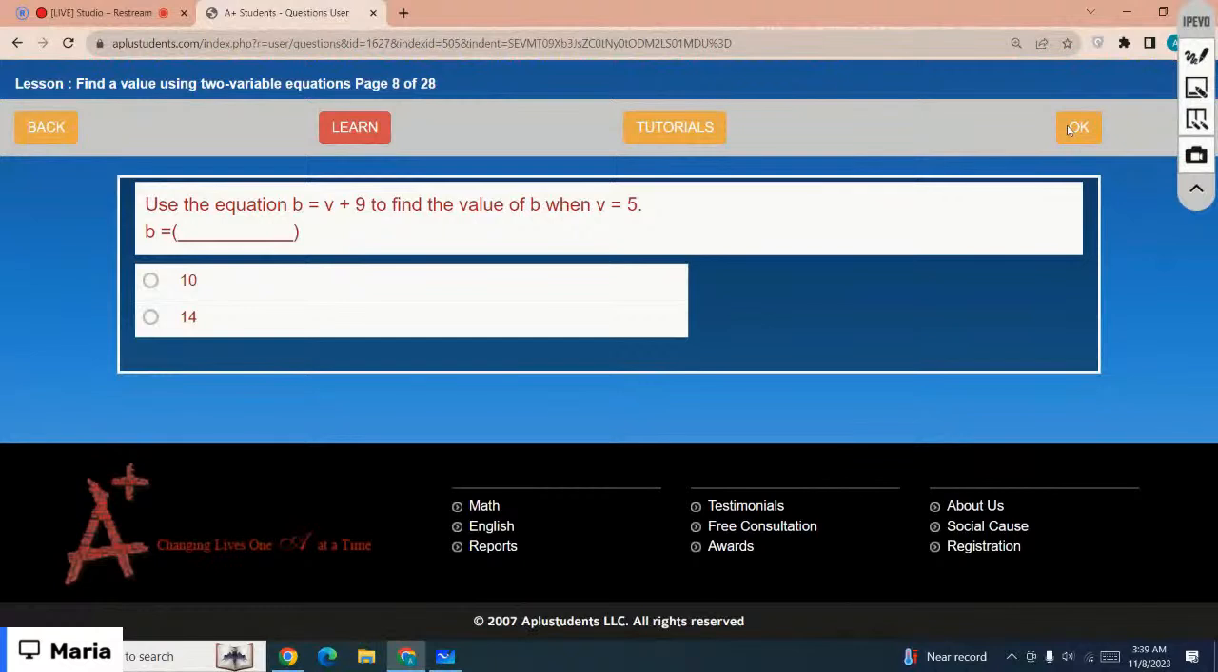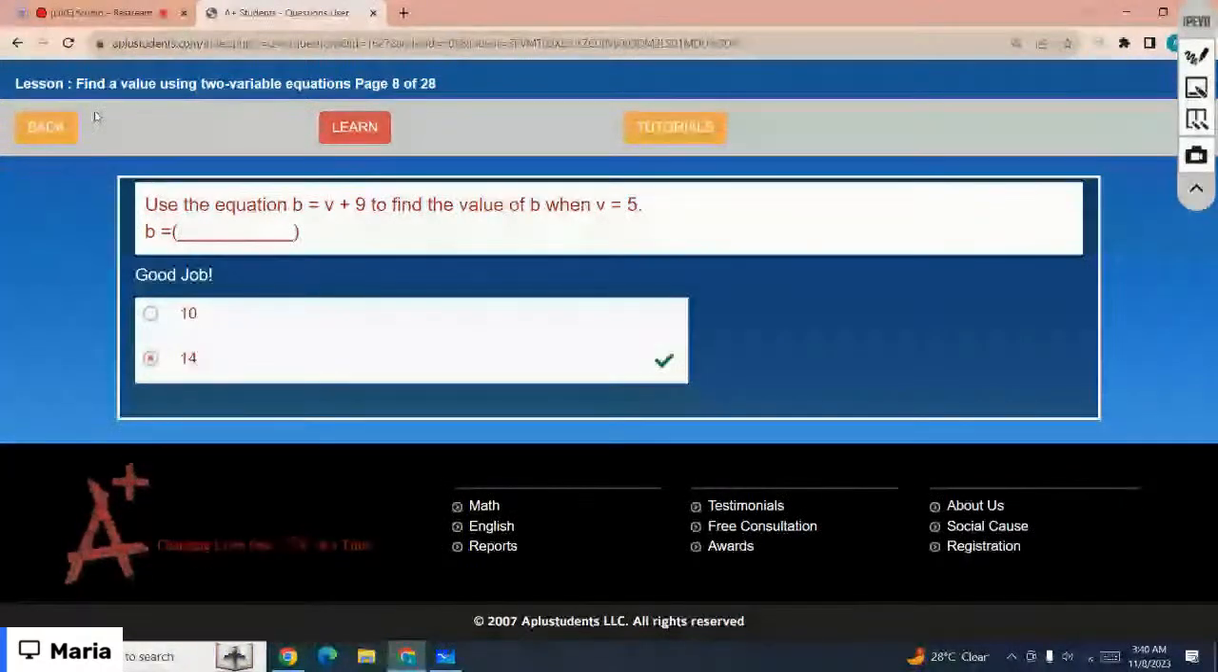Use the equation b equals v plus 9 to find the value of b when v equals 5. So, which is the correct option? Yes, you have to add 5 plus 9, that would be 14. So, the correct option is 14. Okay, you can complete the lessons by yourself later today.